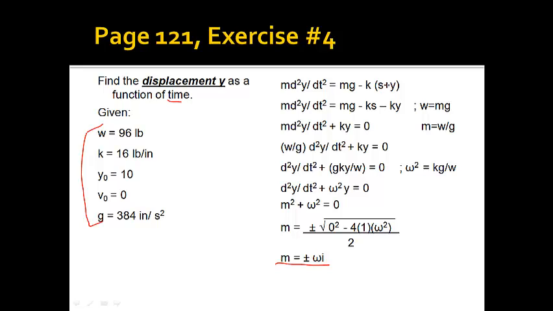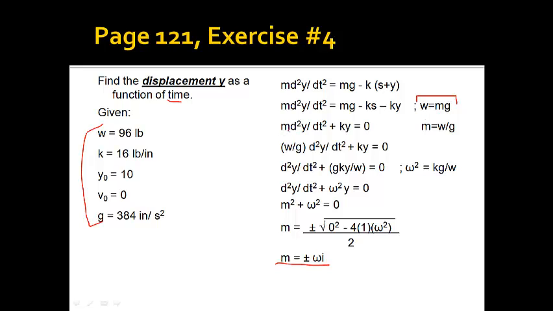This is a homogeneous equation, so we form the characteristic equation, and solving for the roots will be easy. Factoring, we have m times m plus 1 is equal to 0. Now we get the roots: m is equal to 0 and m is equal to negative 1.